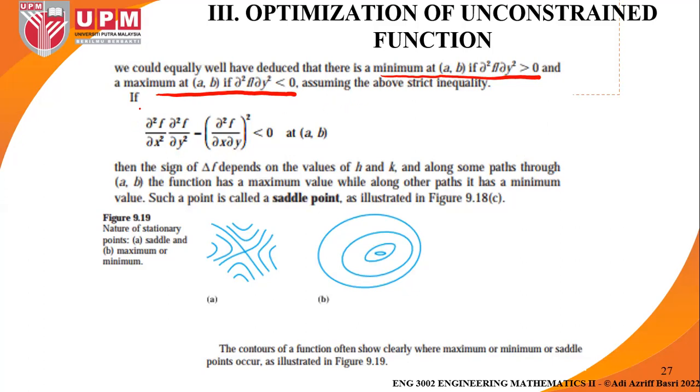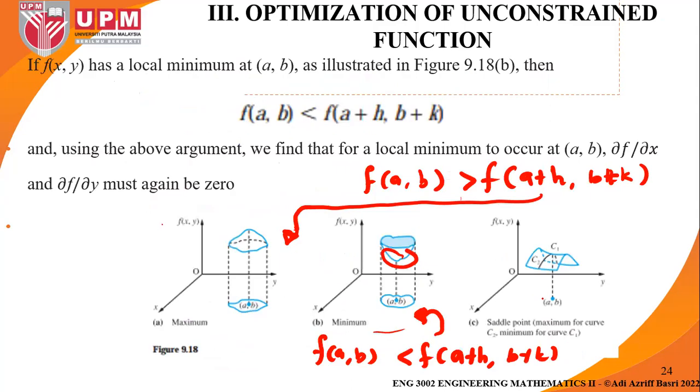So this is your main function. In order for you to know under which conditions, it means that del square f divided by del x square times del square f divided by del y square, minus the square of del square f divided by del x del y, is below 0. So we know the conditions. Then the sign of delta f depends on the value of h and k, and along some path through a and b the function has a maximum value while along another path it has a minimum value. Such a point is called a saddle point. So in this case C is a saddle point. See this one, we call it a saddle point.